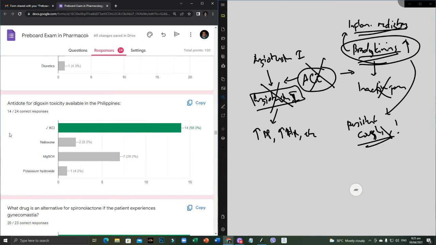Antidote for digoxin toxicity available in the Philippines, very good. We have KCL. This is the one that's mainly used for digoxin intoxication here in the Philippines. Antidote, of course, would be digibind.